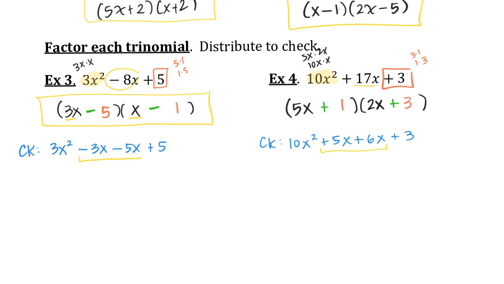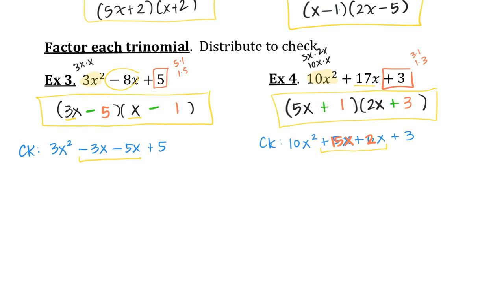1, 3. Now let me recheck it. 5x, 2x, 10x to the second. 5x times 3 makes this 15x. 1 times 2 is 2x. And then 1 times 3 is still 3 because I didn't change anything. Now if I do 15x plus 2x, I do get 17x, which means this is the correct answer.